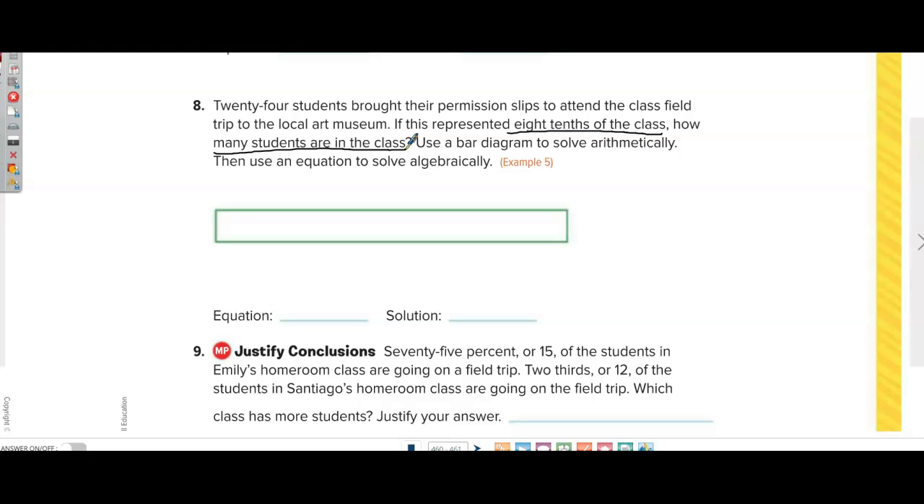Okay, so we're going to say our bar diagram represents the whole. We are missing the whole, which is our total number of students in the class. So I'm going to say C for class total. Okay. We know that 8/10 though, so how many am I going to divide this bar diagram into? I'm going to divide it into tenths.